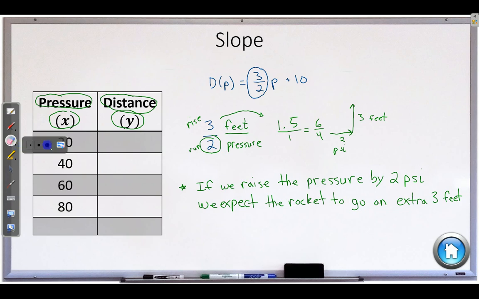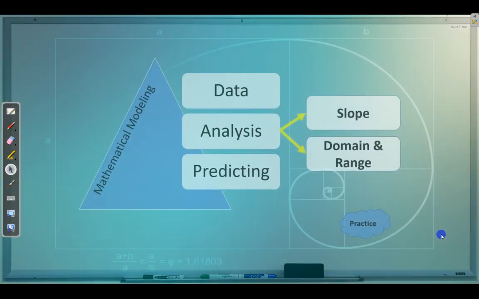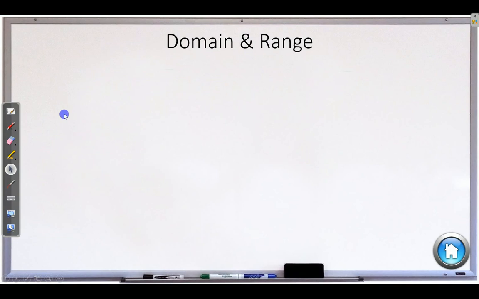All right, one more thing we want to take a look at in our analysis is the domain and the range. So what are those? So first, the domain, and then we will do the range. So remember our function here, the distance with respect to pressure is equal to, I'll do the decimal this time, 1.5 p plus, what was it, 10?